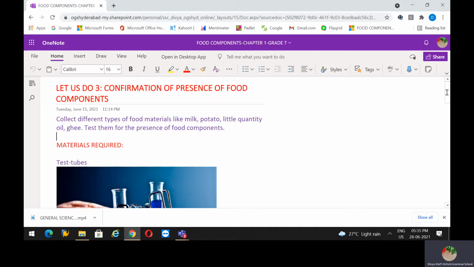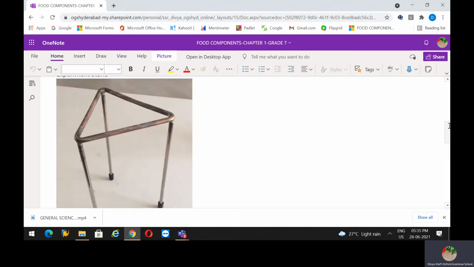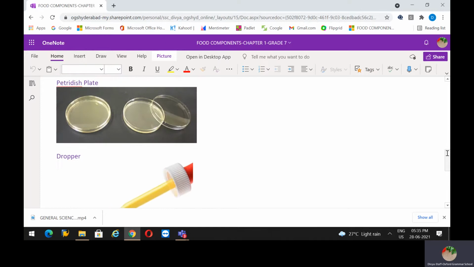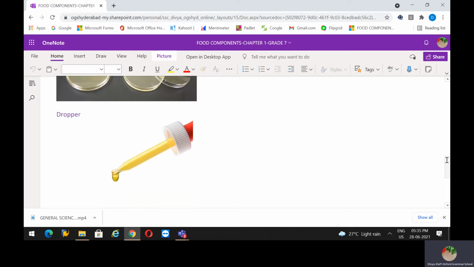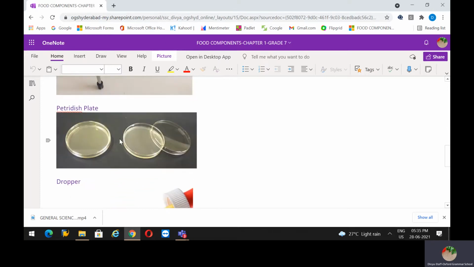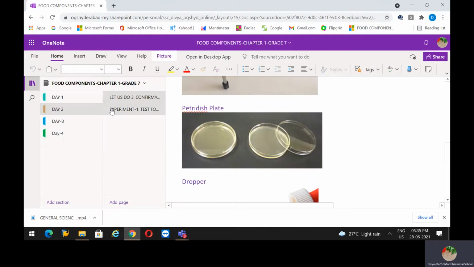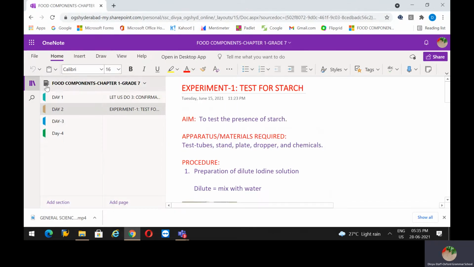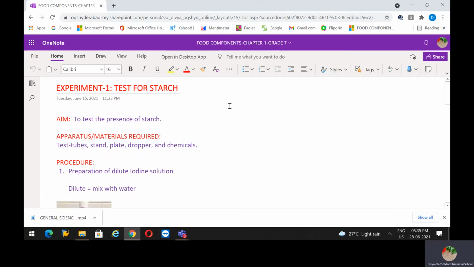So what are the materials? General materials required are test tube, experimental stand, petri dishes. See, these are the petri dishes and this is a dropper. Now we will get into the experiment, children. First we will go with the test for the presence of starch. Starch is nothing but carbohydrates only, one of the essential components of food, children. Before starting any experiment, we will write it with aim, apparatus, procedure, observation and result. In this format we will learn an experiment because when you are writing it would be very presentable.